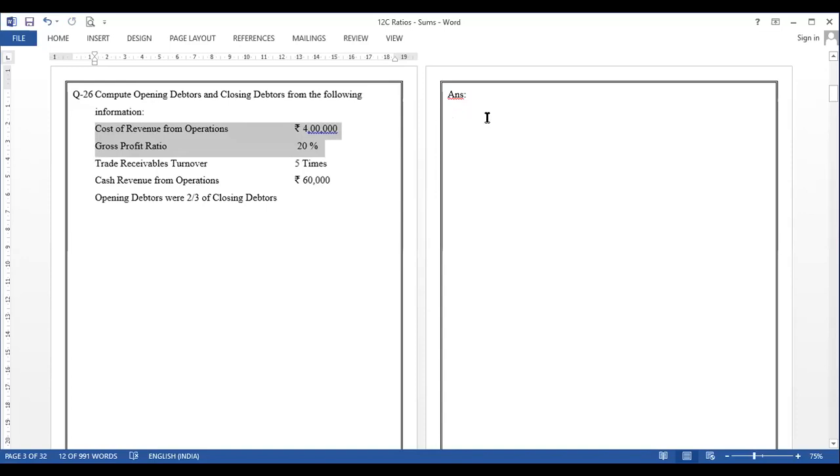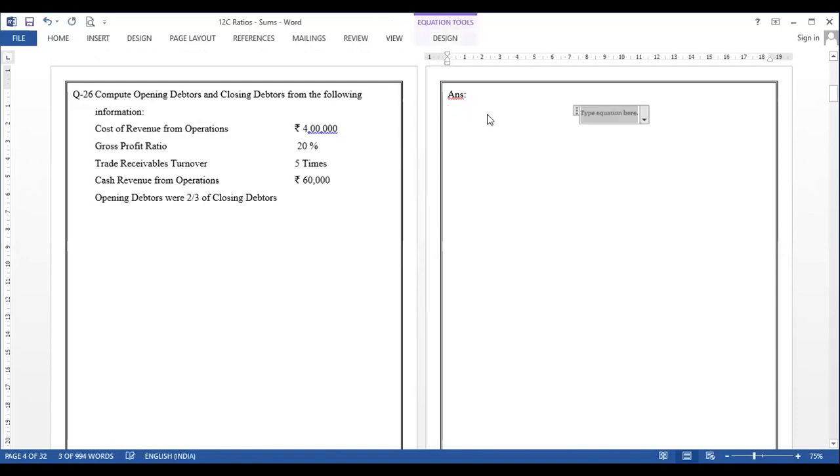That's very good. Now, gross profit is 20%. Nothing has been mentioned over here, whether it is on cost or on sales. So what is the assumption over here? This gross profit is 20% on? Sir, sales. Always sales, right? If we don't know, it is always on sales. Gross profit on sales is 20%.